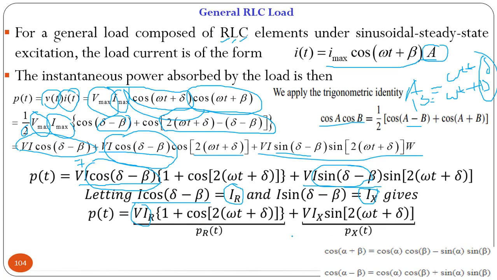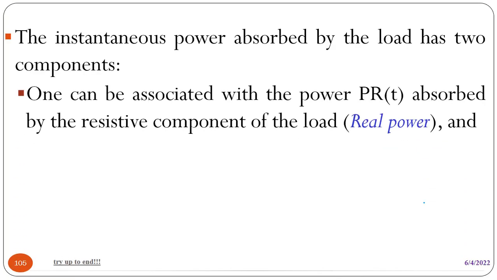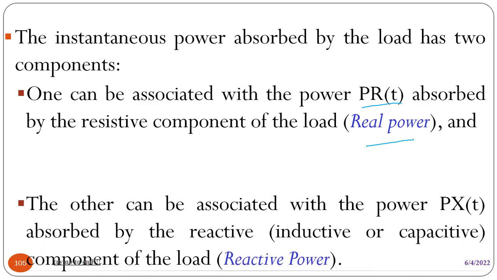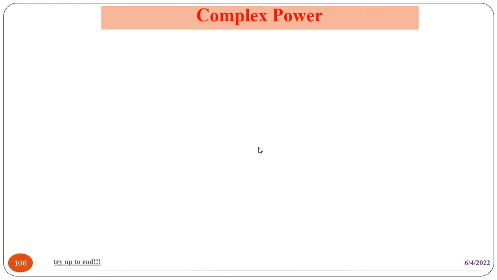This is the active power and this is the reactive power. So the instantaneous power absorbed by the load has two components. One can be associated with the power PR of t, which is real power absorbed by the resistive component of the load, and the other can be associated with the reactive power absorbed by the reactive part that incorporates the inductive or capacitive component of the load.